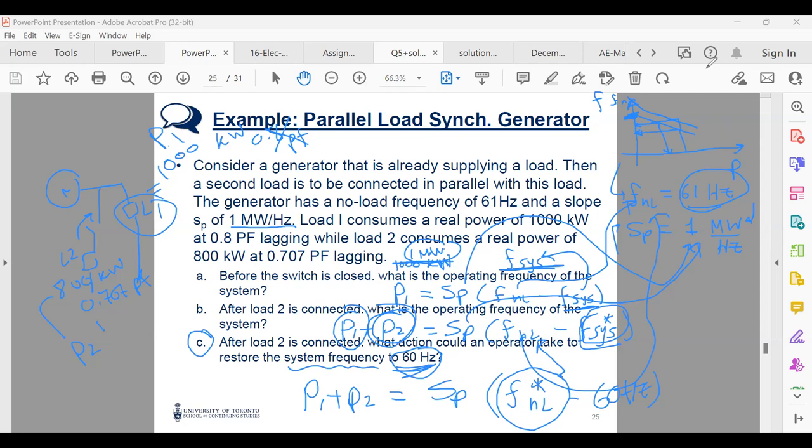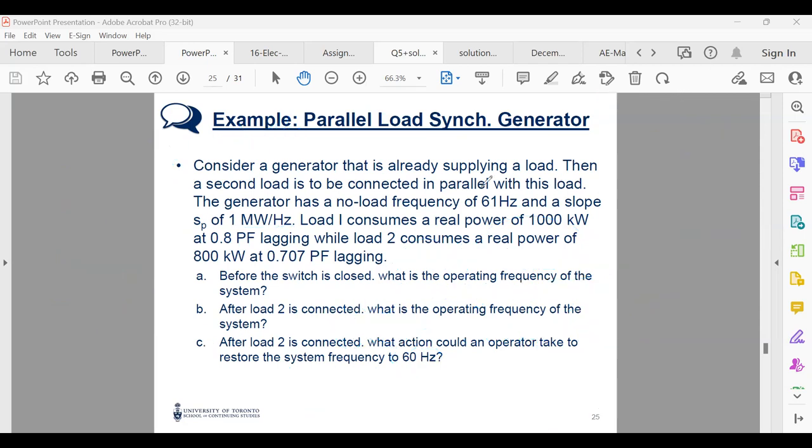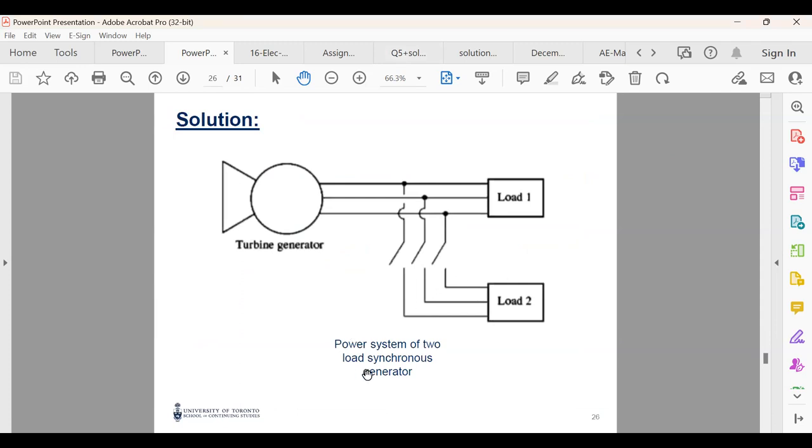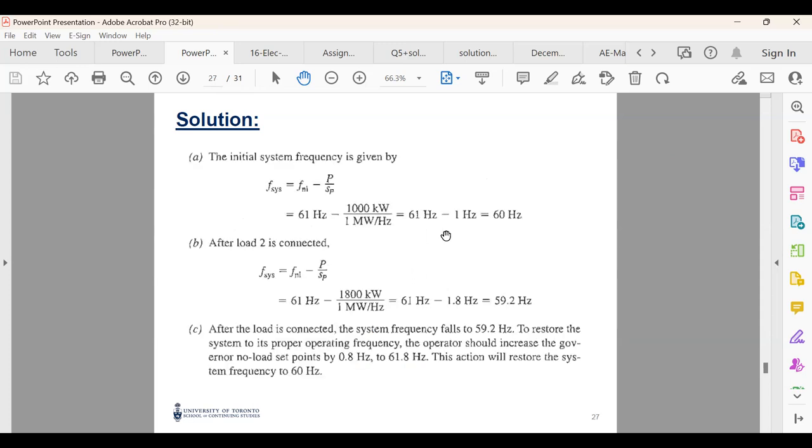I can show you the answer. I included a very good diagram here for the power system with two loads. Of course, it's three phase. All the synchronous machines are three phase. First, we calculated the system frequency or operating frequency. It's 60 hertz. Once you connect load 2, calculate the new system frequency, it's lower. So after the load is connected, the system frequency falls, right?